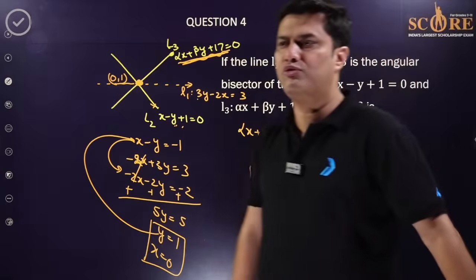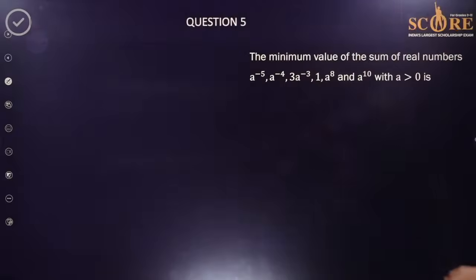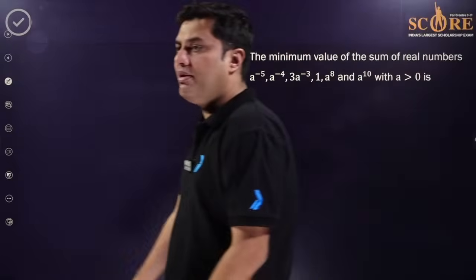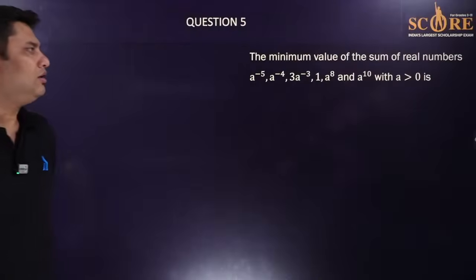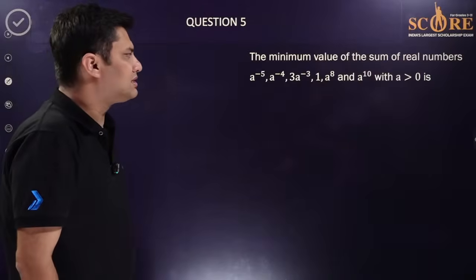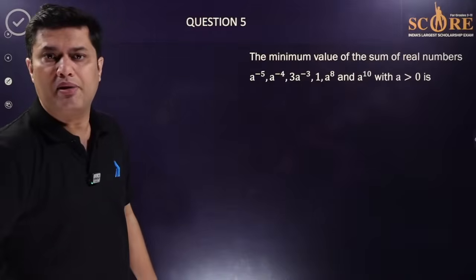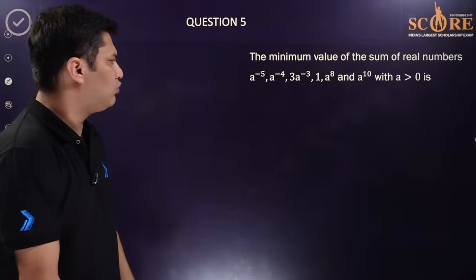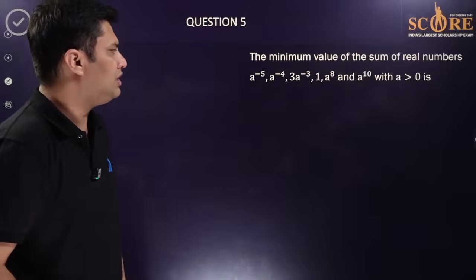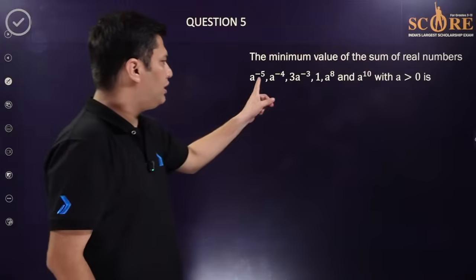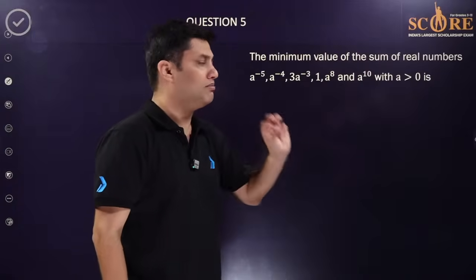Cool. Let's move to question number 5. The minimum value of the sum of real numbers: a to the power minus 5, a to the power minus 4, 3a to the power minus 3, 1, a to the power 8 and a to the power 10. So these are 6 terms, and we need the minimum value.